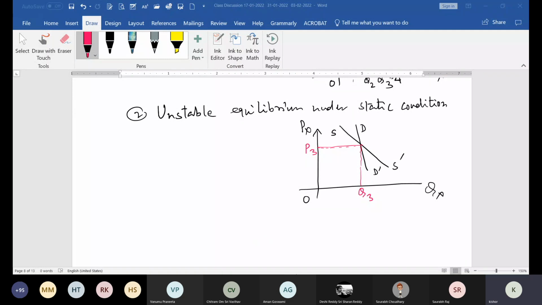So let's see that example. Can you hear me, and can you see the writing where I am doing it? Yes, sir. Okay.